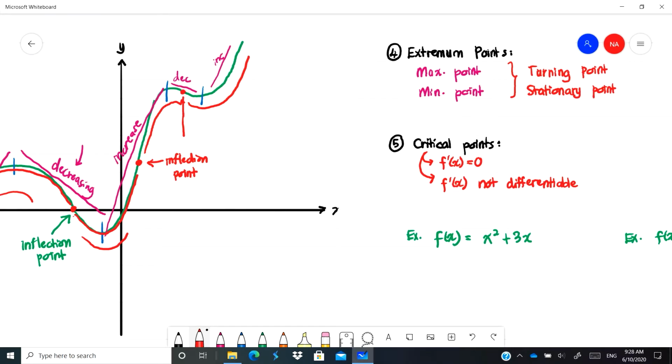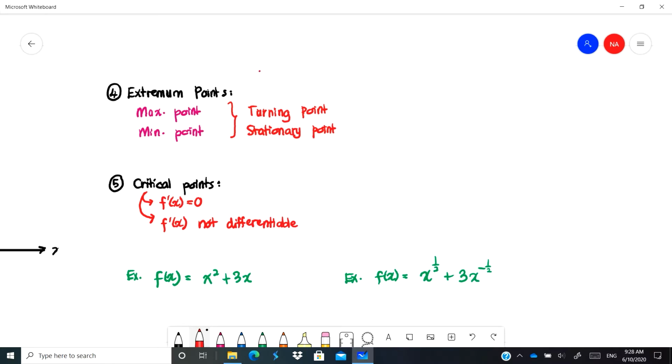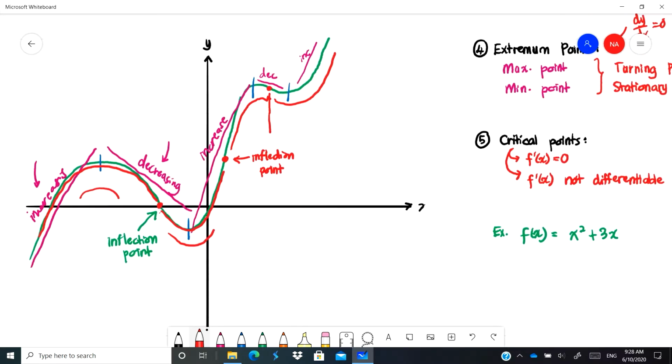Next we're going to look at the extremum points. If the question asks us to find the extremum points, meaning we have to find the maximum point or the minimum point, we let dy over dx equal to 0, or if we are using the function f of x, f prime of x should be equal to 0. That gives the point of x. Then we find the value of y, and we get the maximum or minimum. To determine the maximum or minimum, we'll see later on.